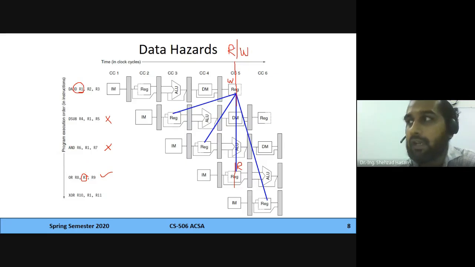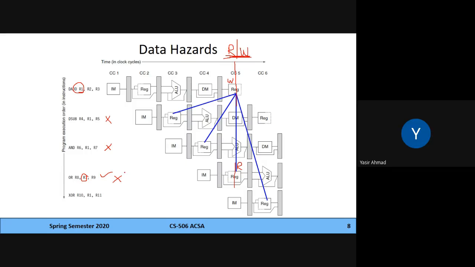Now, if we had taken the other order, reads first and writes second, then this instruction also would not work, because in that case R1's value would have been the older value of R1, not the latest value of R1. So once the value is written in cycle number 5, that value will always be fetched by the upcoming instructions.